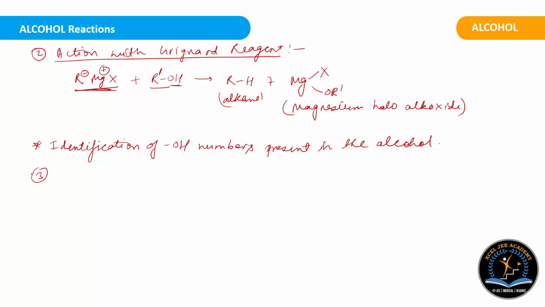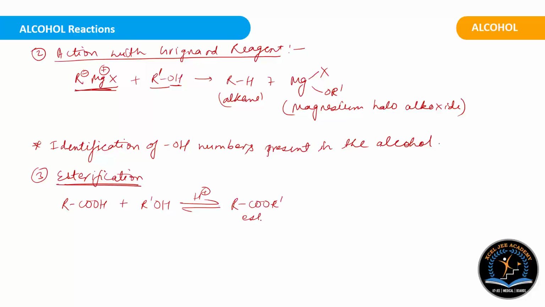So next is the esterification reaction. In the esterification reaction, we have the acid, which is RCOOH, in combination with the alcohol. In the presence of an acid, it is going to produce an ester, which is RCOOR'. Along with that, there will be release of water, and this is a reversible reaction. So let's look into the mechanism, that what is happening in this case.